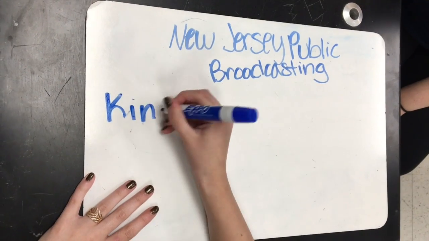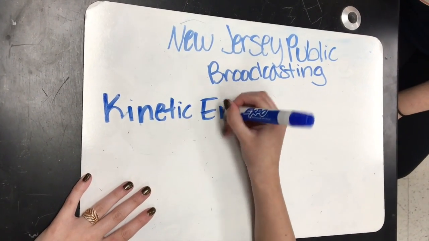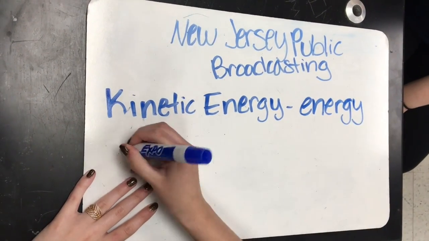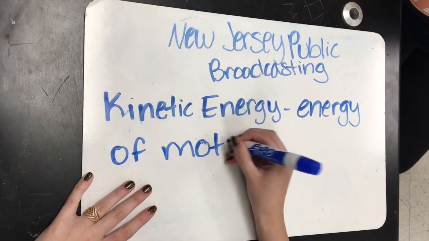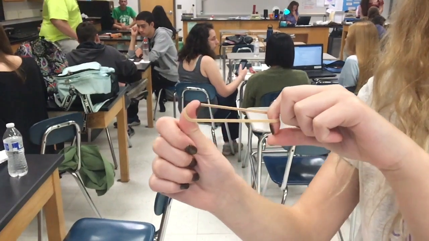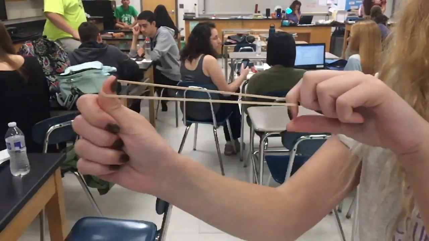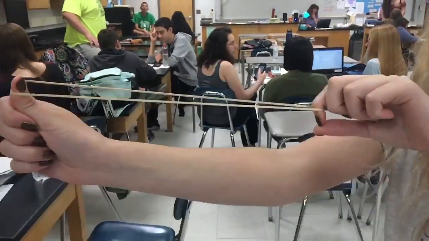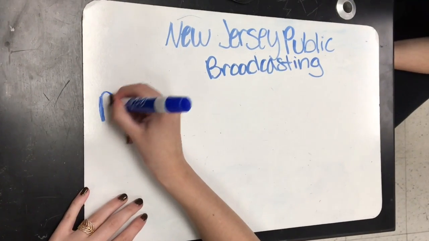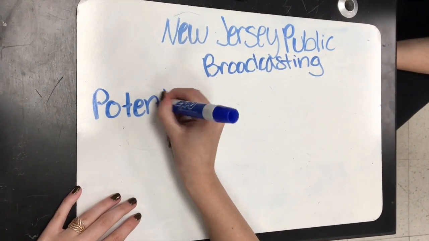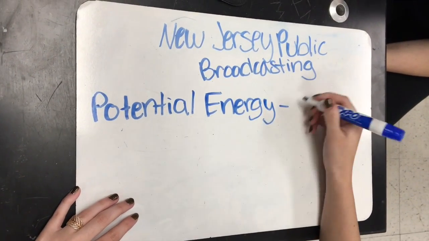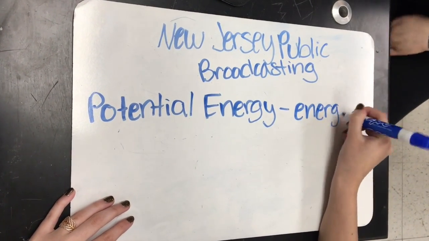What you just saw was an example of kinetic energy. Kinetic energy is the energy of motion. What you just saw is an example of potential energy. Potential energy is energy due to position or stored energy.